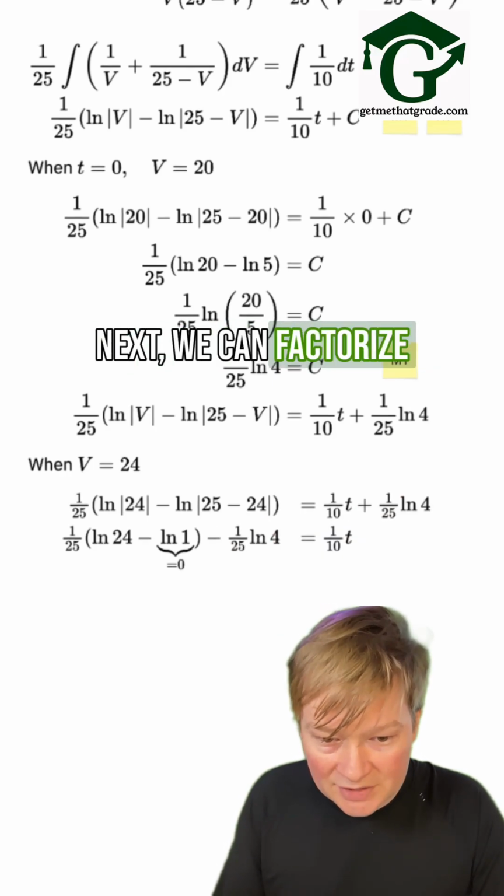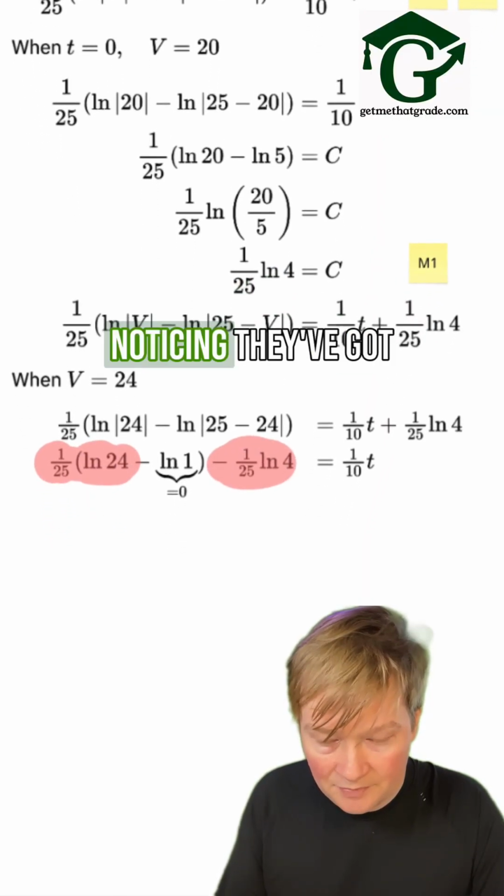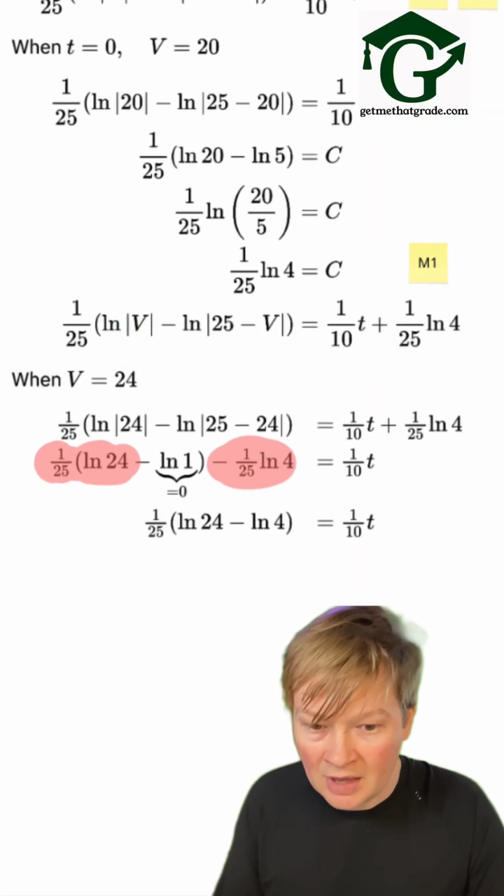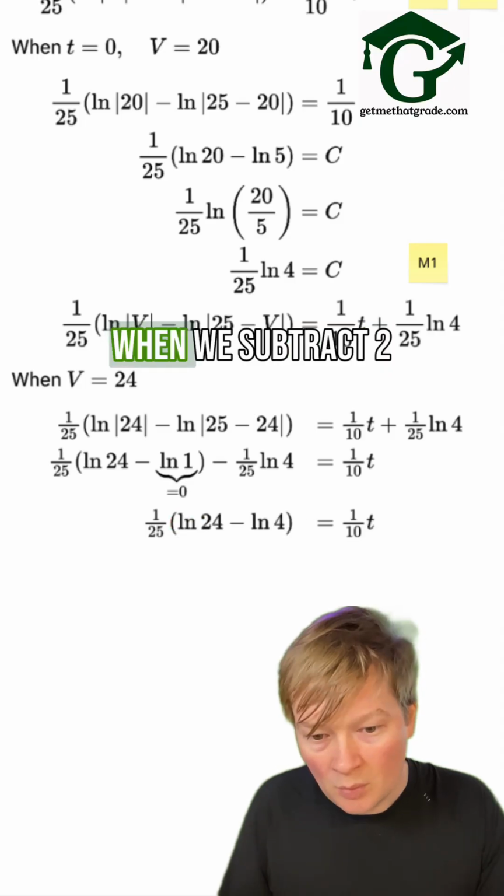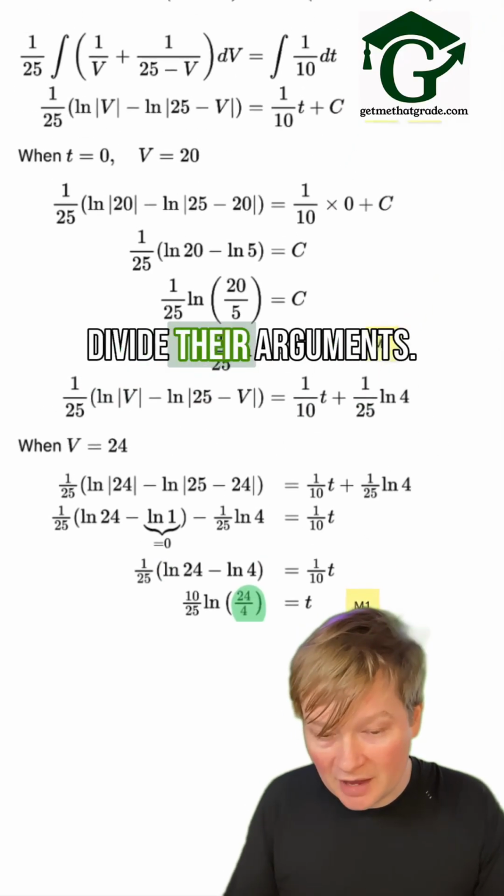Next, we can factorise this term and this term, noticing they've got 1/25 in common. Then we can use that rule of logs again. When we subtract two logs, remember that we divide their arguments.